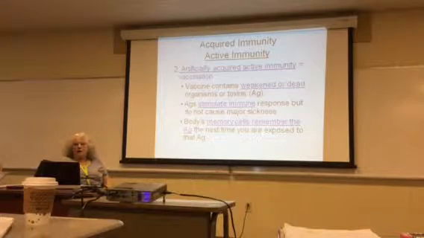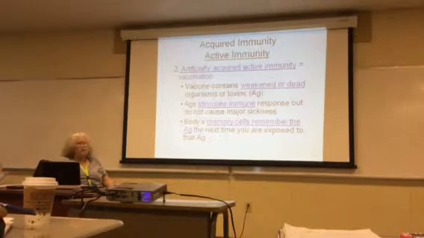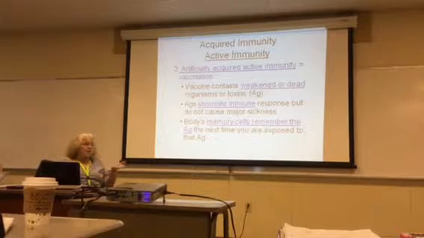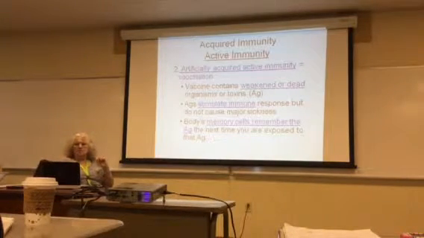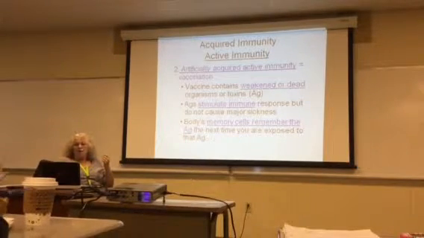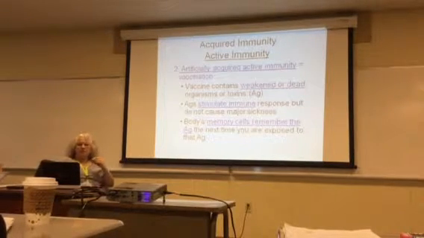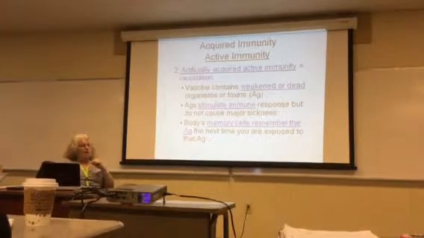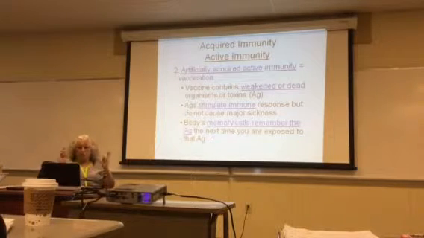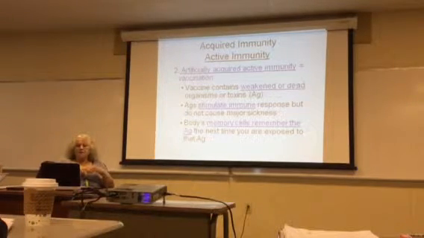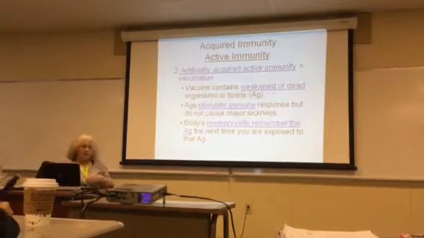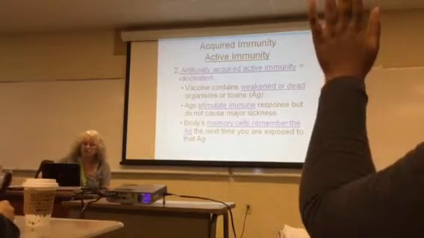Under active immunity, you can also have artificially acquired active immunity. This would be like a vaccination. Vaccines contain weakened or dead organisms or toxins. That's your antigen. These antigens stimulate the immune response, but they don't cause you to come down with the disease, usually. The body's memory cells remember that antigen, and the next time you're exposed to that antigen, they're ready to go. That's your vaccine.